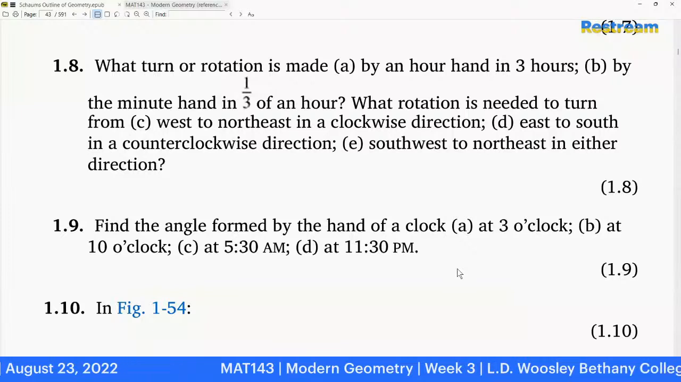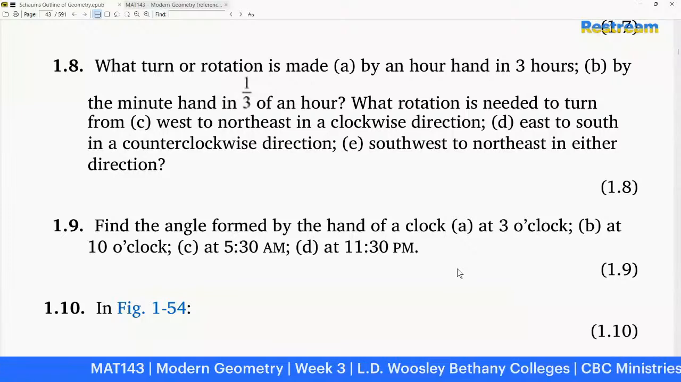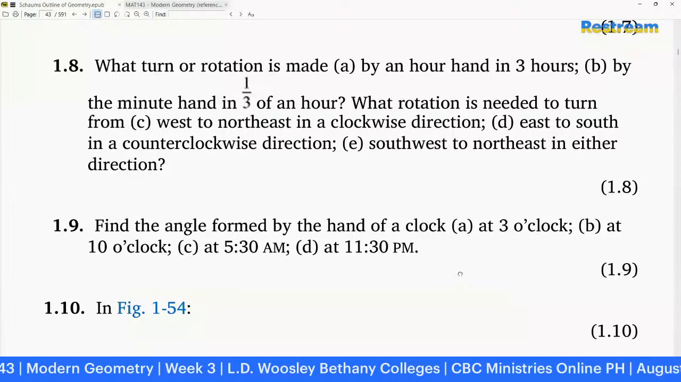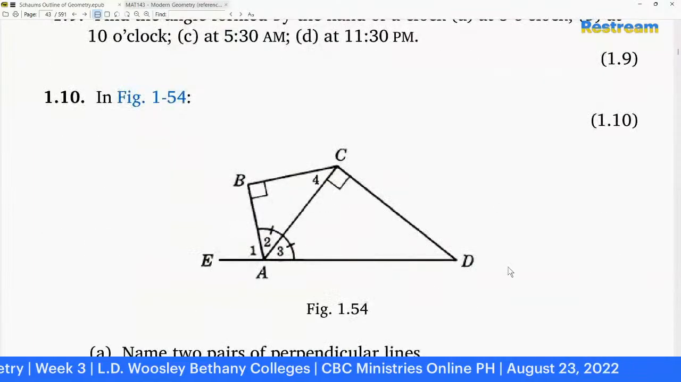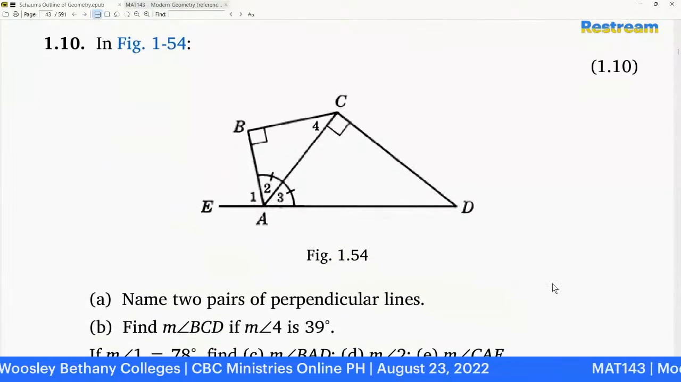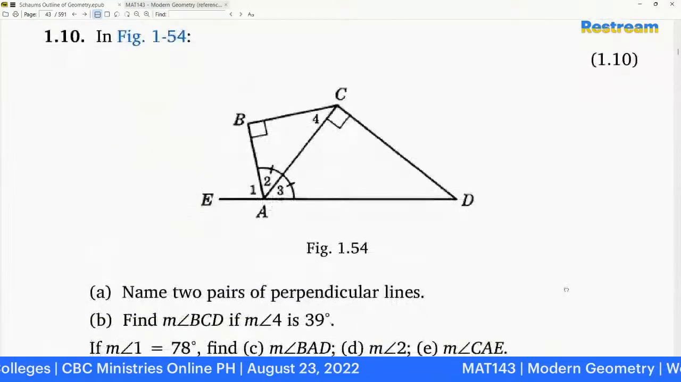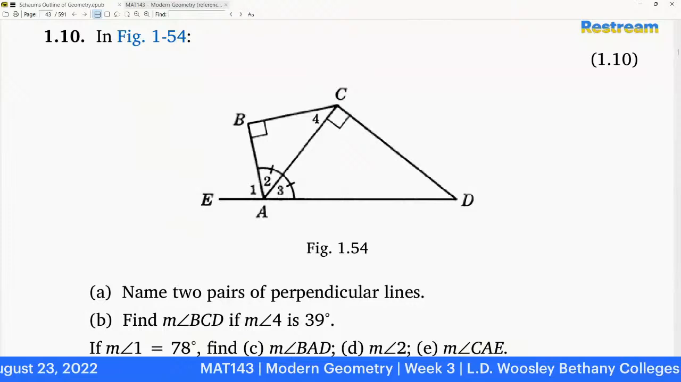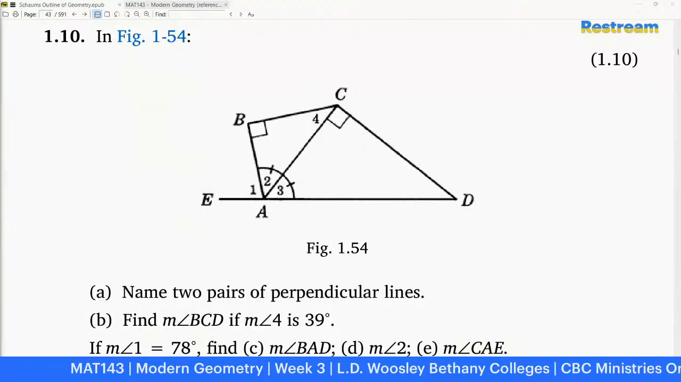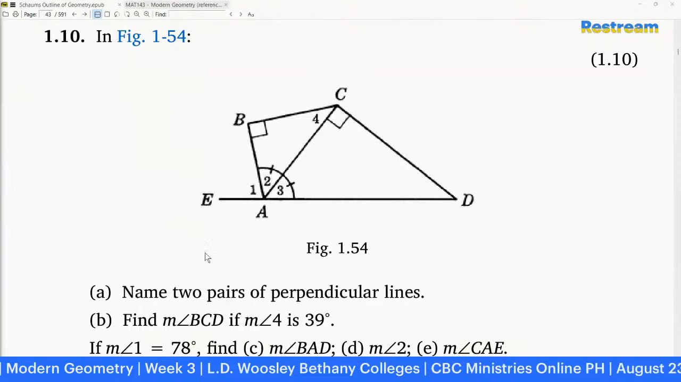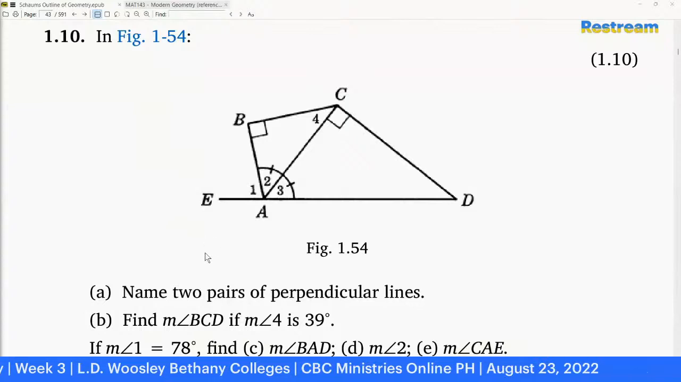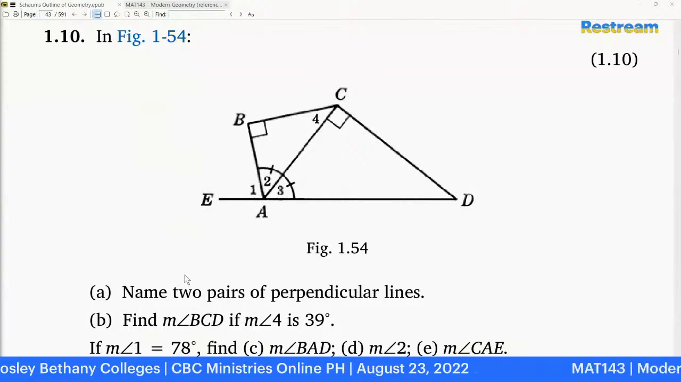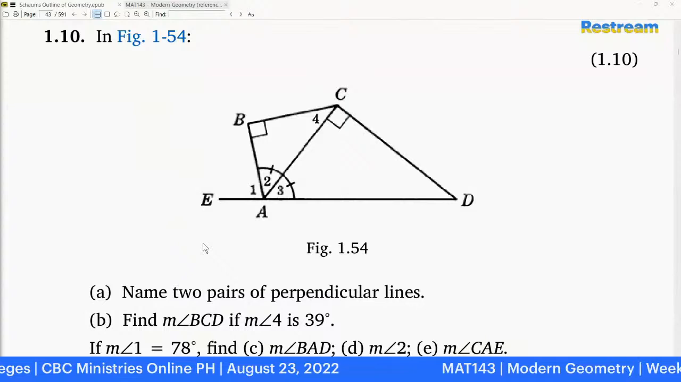Alright, so yan. So medyo siguro mahina yung signal niya. Sige, ano tayo? Dito tayo. Let's move on. 1-10. Okay, no, sige, let's answer this together, no? So you may answer first, it's okay.